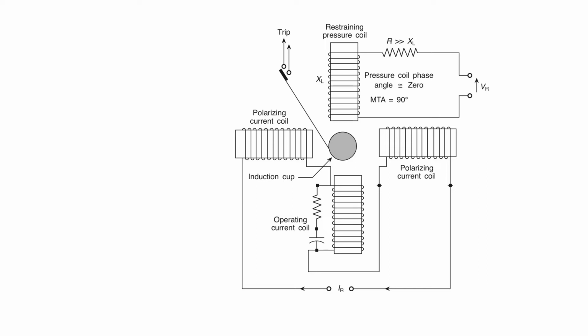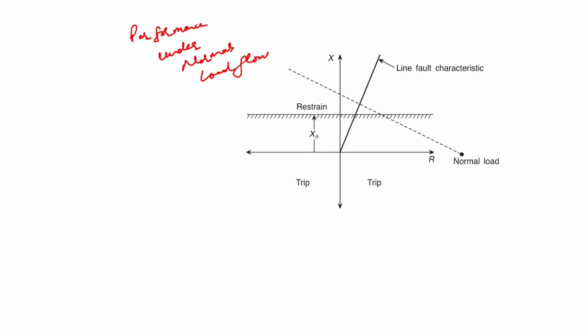So this 4-pole induction cup structure has a very high torque to weight ratio and is a very sensitive measuring unit. Now we will discuss the performance of the reactance relay during the normal load flow. As you have seen from the diagram, the relay occupies all the area below Xn on the RX plane.